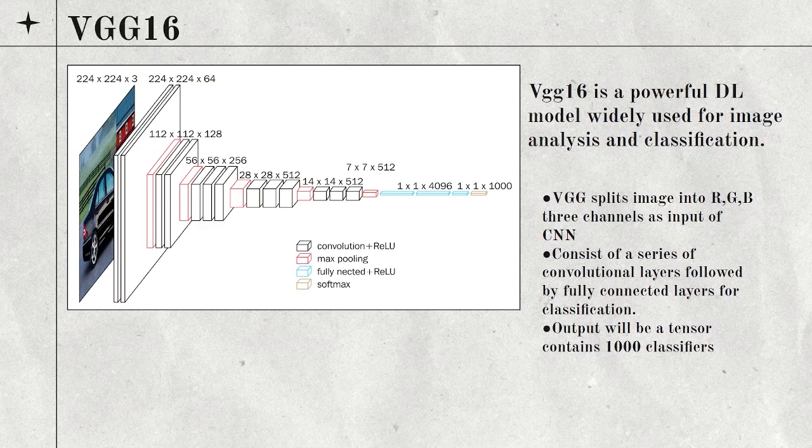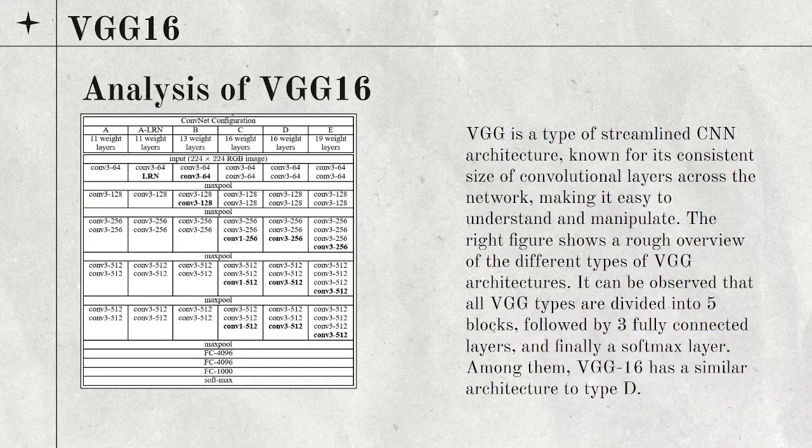For example, if I input a dog image, this image will be divided into RGB 3 channels and go through convolution, ReLU, max pooling, and fully connected layers. Finally, it outputs a tensor with a high value in the dog category, allowing the model to classify this image as a dog. VGG has various types, as shown in the image. Although the number of convolution layers may vary, the overall structure consists of 5 blocks and 3 fully connected layers.